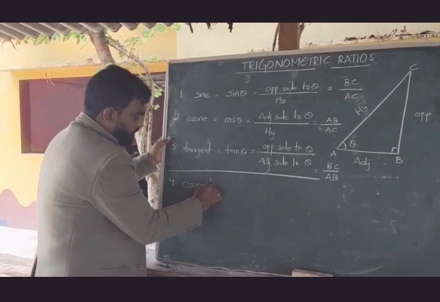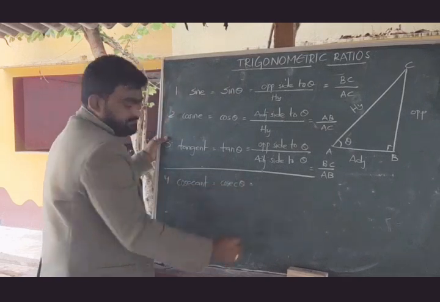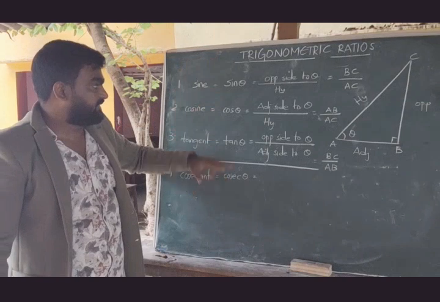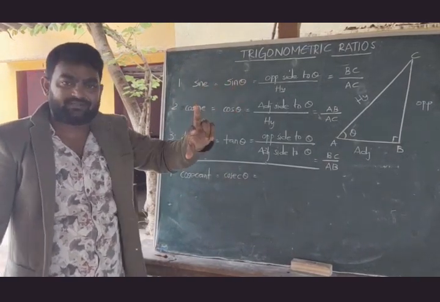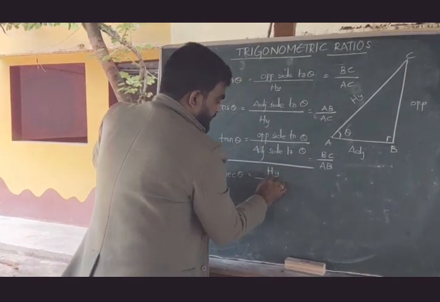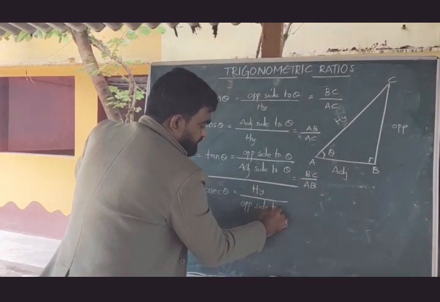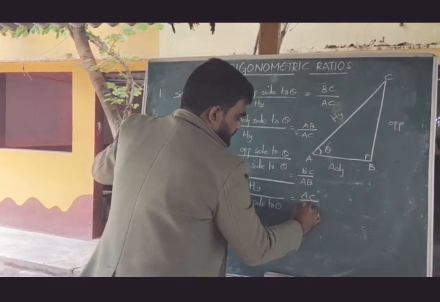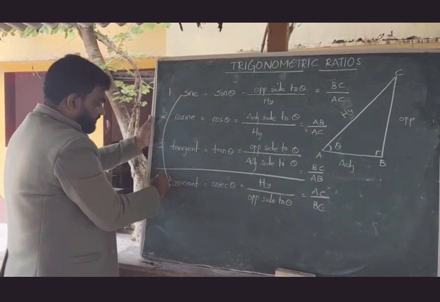Fourth one, cosecant theta. Cosecant is a reciprocal of sine. By reversing sine, we get cosecant. It means hypotenuse by the opposite side to theta, AC by BC. So sine is a reciprocal of cosecant.